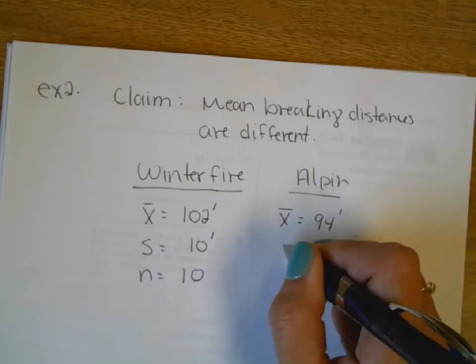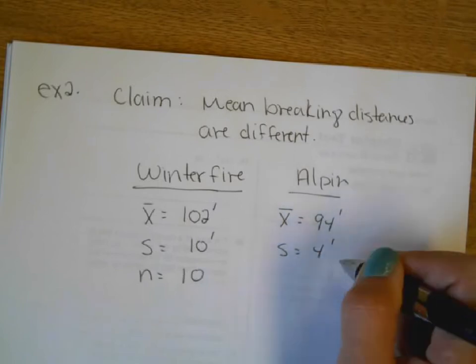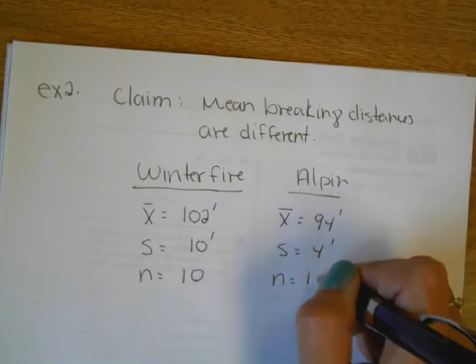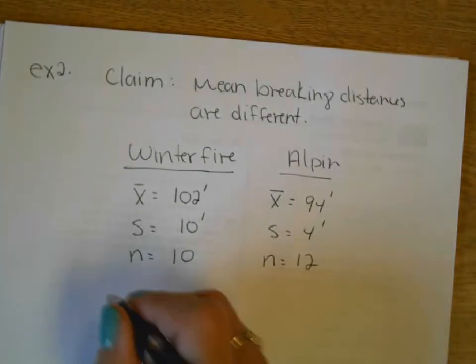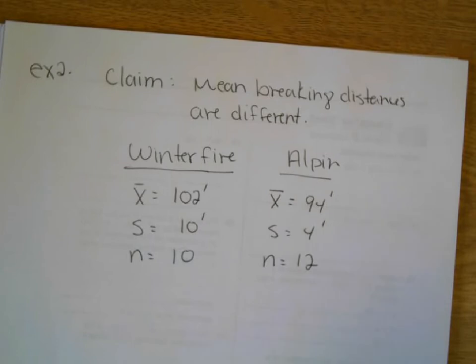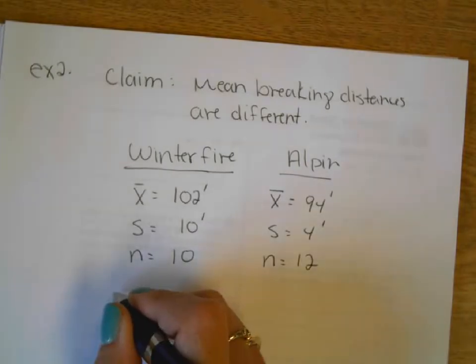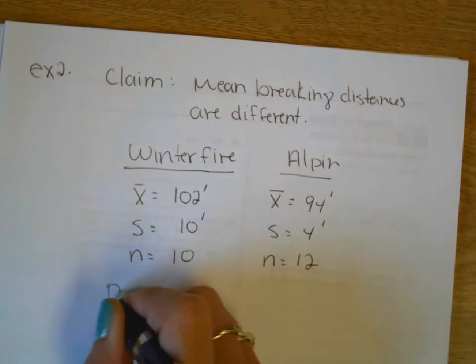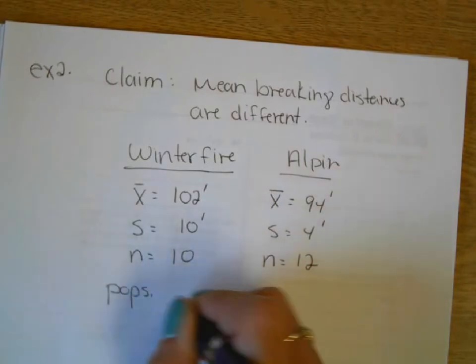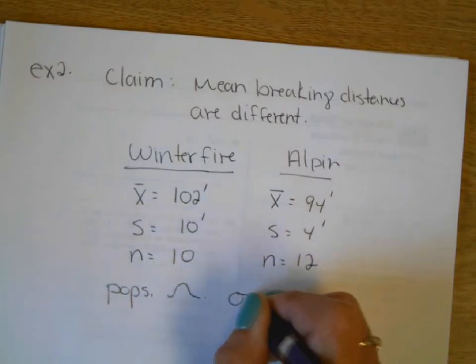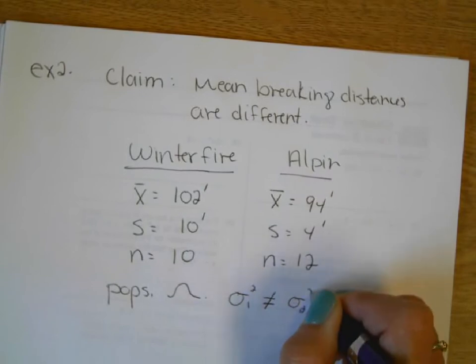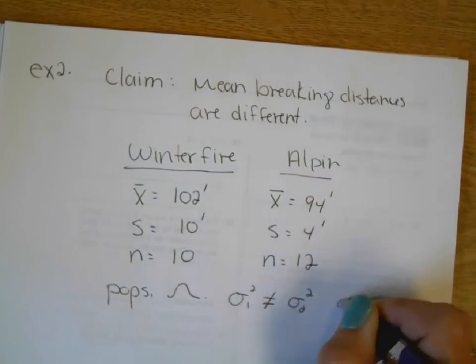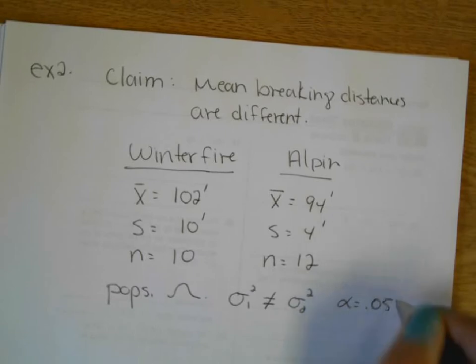94 feet, 4 feet, tested 12 times. How fast were they going? I'd have to look. I don't remember. I want to say like 45. So, populations are normal. Population variances are not equal. And 5%.